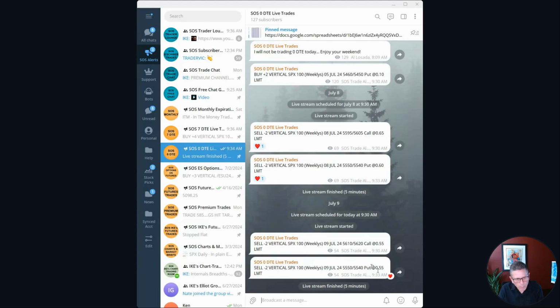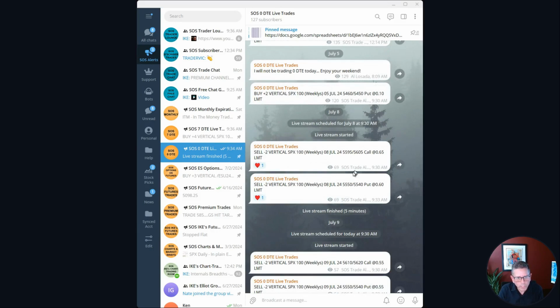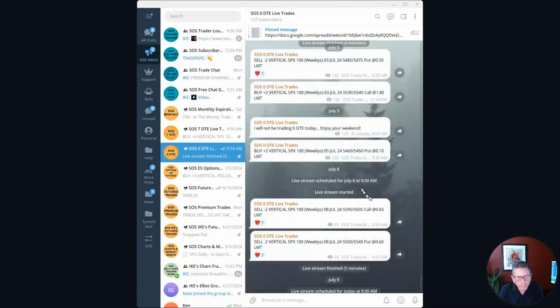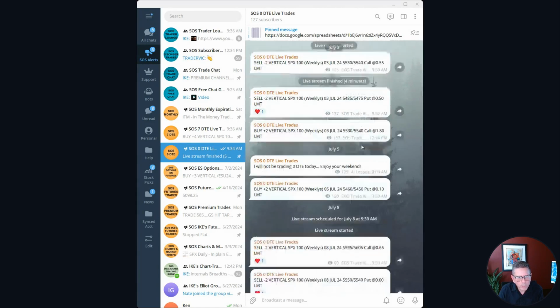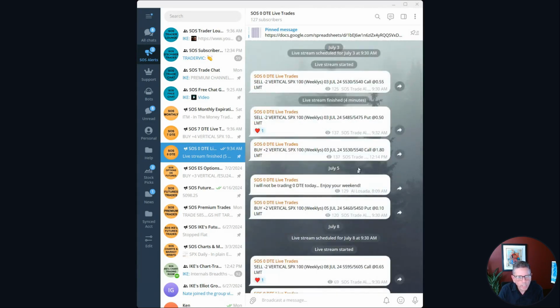Okay. At this point right now, unless the market goes really high or really low, these positions are going to expire. The positions above here, July 8th, these positions also expired worthless. Here, there are other positions that came in. Okay, here was a stop loss position right here, the call. I closed it at $1.80.